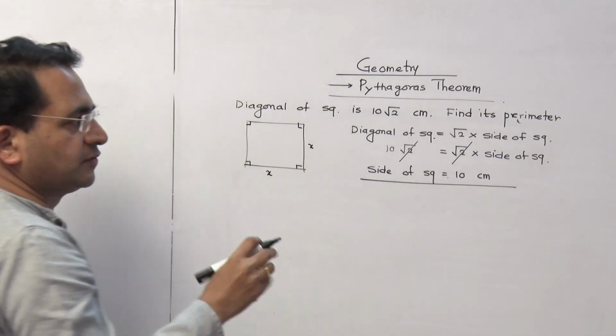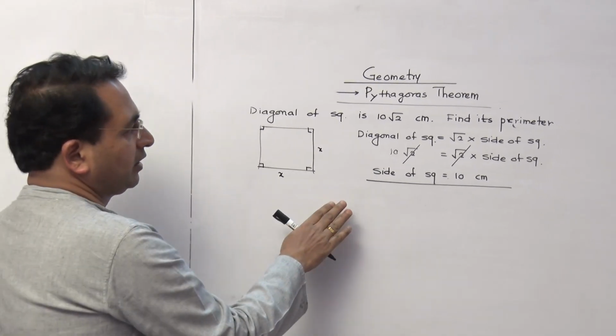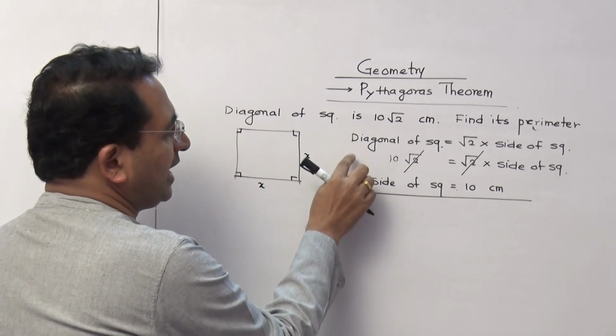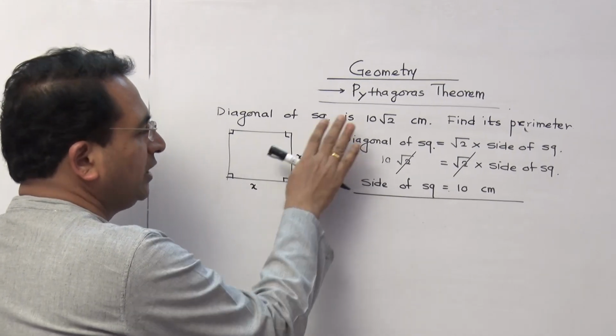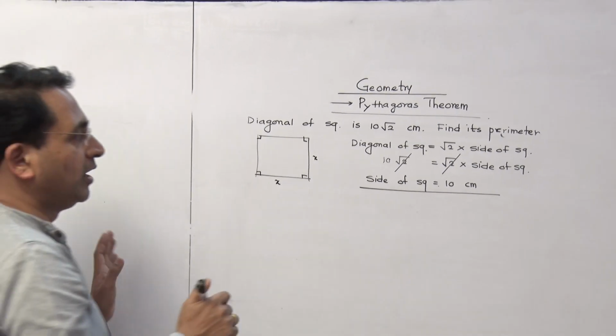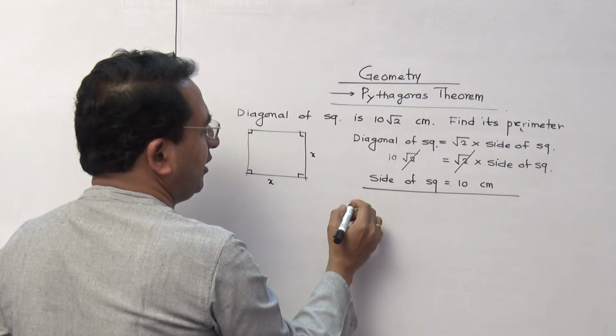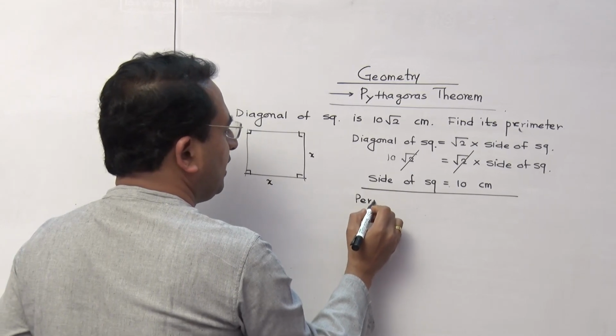If the question is to find the side of a square, then that question is for 1 mark. So you require only 3 lines to write. Only this much, nothing else is expected. But if it is for 2 marks, then this part will be asked. So accordingly we have to write a formula.